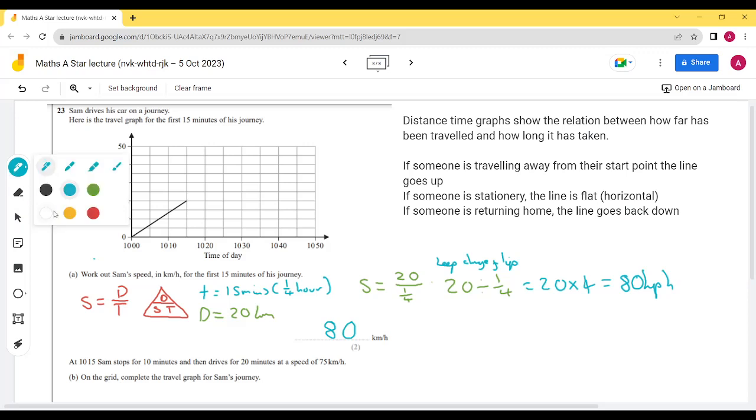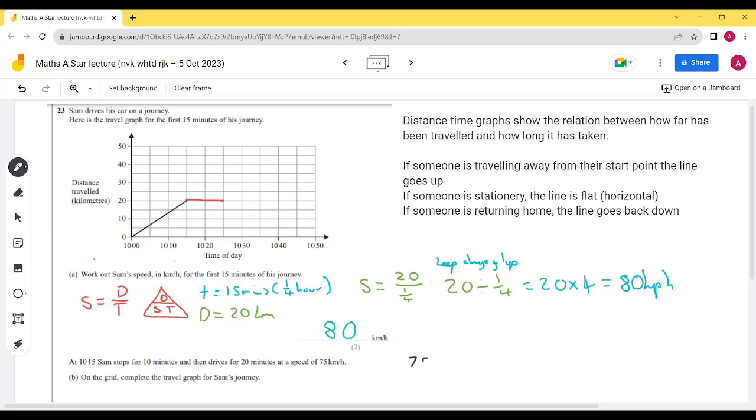Well, first, we've got he stopped for 10 minutes. Remember what I said, if someone is stationary, the line is flat or horizontal. We need to go from 10:15 to 10:25, and we can just draw a flat line between the two, which shows us that Sam is not moving. And then we're told he then drives 20 minutes at a speed of 75 kilometers per hour. So we're going to write this out with our equation.